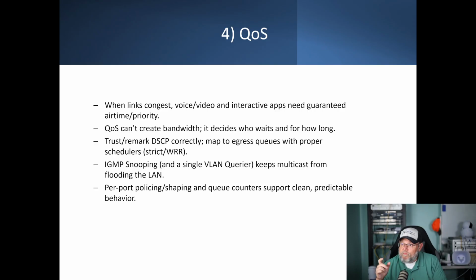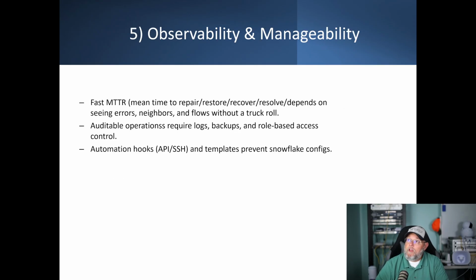IGMP snooping keeps multicast from getting out of hand. And then it's possible that you're going to do per port shaping, policing, things like that, to help ensure that things are getting the bandwidth that they need.